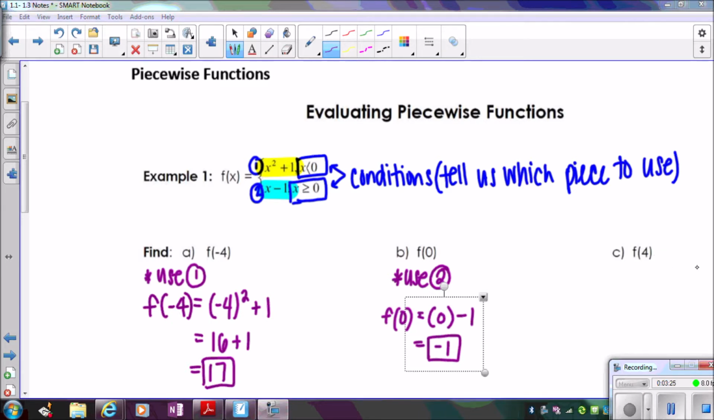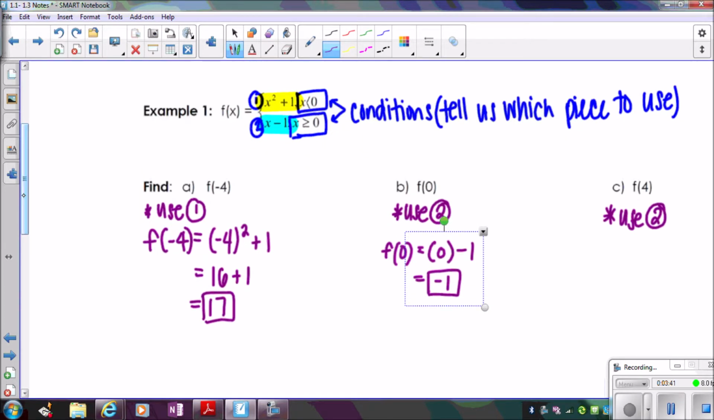And we keep going here. We look at the next one. The input is 4. Since we have 4 as our input, which category does that satisfy? 4 is greater than 0, so it's going to go in number 2. So we plug in, f of 4. And then we write our template: parentheses minus 1 is equation 2. My input is 4, so input 4. 4 minus 1 is 3.